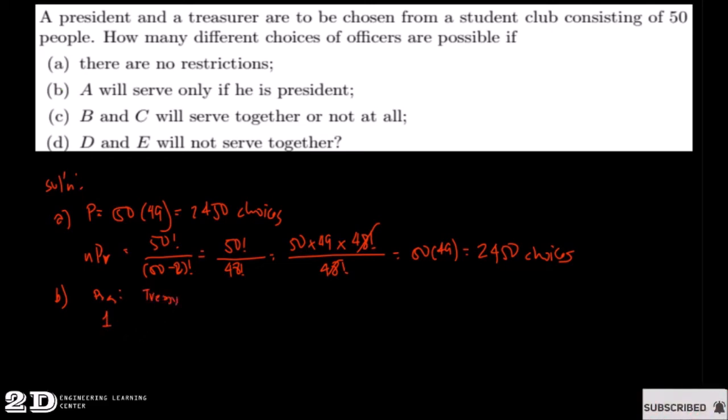Now for the treasurer, that will be minus the A, which is selected as president, so this will be 49. So we have 49 selections here. So this will be for if A is selected as president. Now if A is not selected as president, therefore he will not serve, therefore he will not be included in the selection. So our n here will now be equal to 49 because we have deducted student A, because at this instance he will not serve as president. So our n is only equal to 49 because if he is not selected as president, he will not also want to be selected as treasurer.